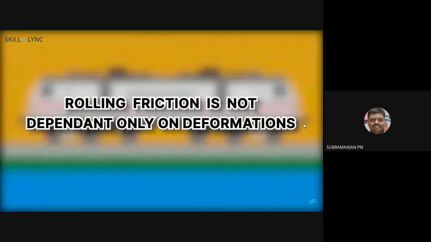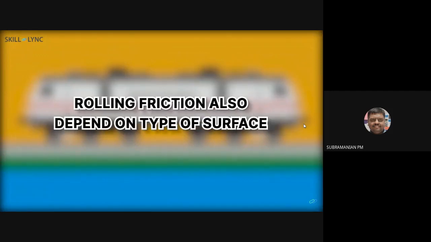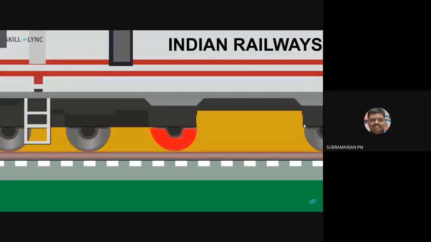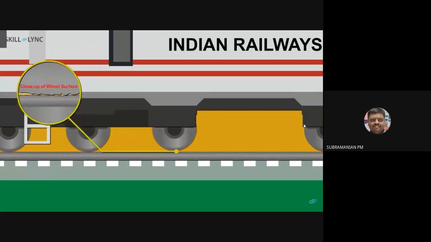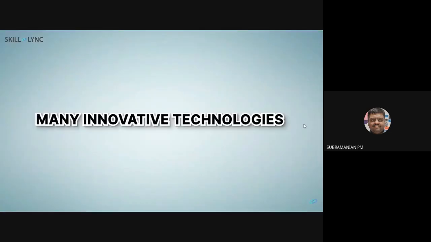Well, no. Rolling friction is not just dependent on deformations. It also depends on the type of surface an object is rolling on. The surface of the wheel and the surface on which it is rolling is not always smooth. No matter how smooth a surface appears to the naked eye, it will have microscopic irregularities on its surface. These irregularities are the reason why the wheel is able to impart motion and also why it uses a bit of energy. Many innovative technologies have been devised to eliminate rolling friction.